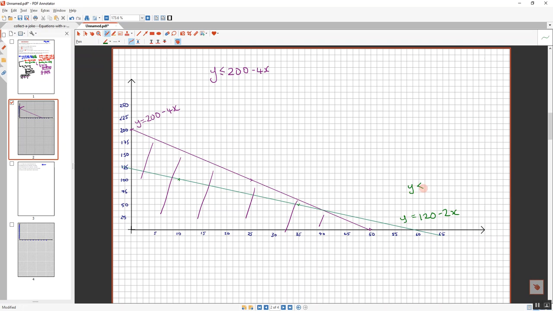If I want to shade y is less than or equal to 120 minus 2x, it's going to be underneath the green line. So it overlaps in this part here, okay? So let me just shade that in so you can see. So it's going to overlap. Do it in yellow and this part.